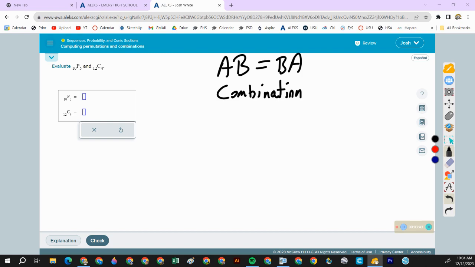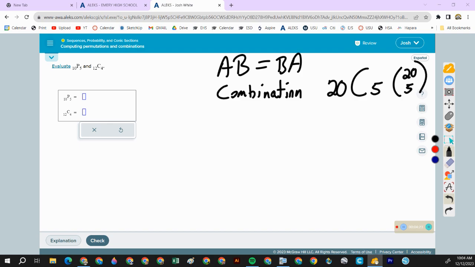So if I was saying we have a class of 20 kids, 5 of you get A's, is AB the same as BA? Yeah. If 5 of you are going to get an A, it doesn't matter who I say first. So that would be 20 choose 5, or a lot of times we write it this way. 20 choose 5.